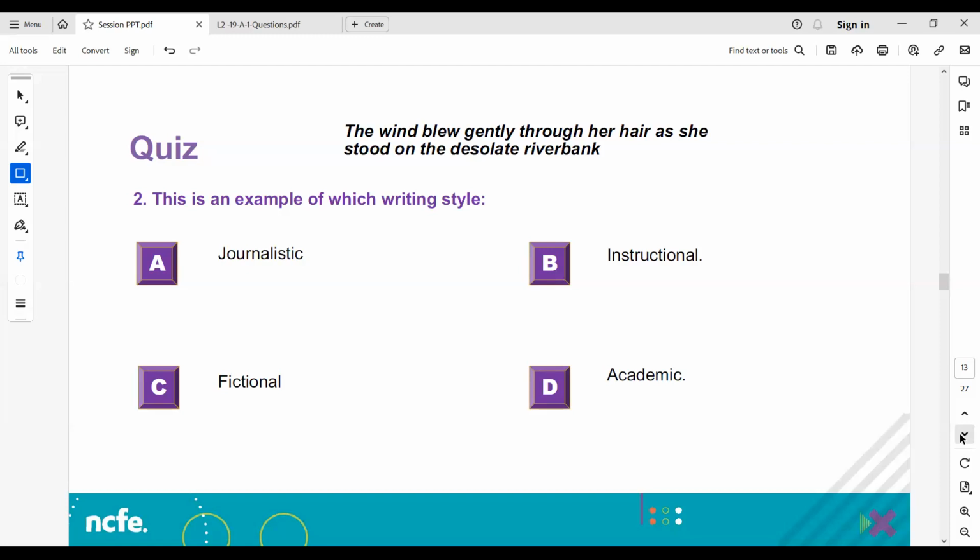The wind blew gently through her hair as she stood on the desolate riverbank. So journalistic, instructional, fictional, academic. What do you think? C. Good, fictional. Can anyone tell us how we know it is fictional?